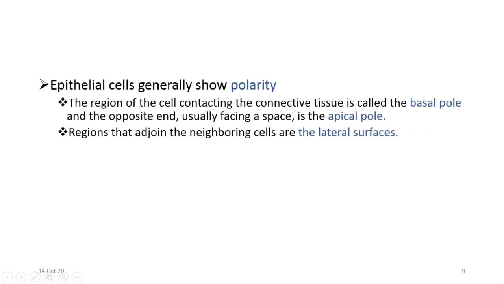The epithelial cells generally show polarity. The region of the cell contacting the connective tissue is called the basal pole. The opposite end, usually facing space or a lumen, is the apical pole. The regions that adjoin the neighboring cells are the lateral surfaces. So they have an apical pole, a basal pole, and lateral surfaces.